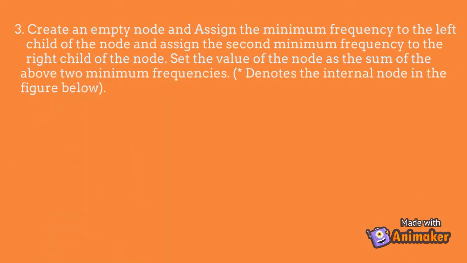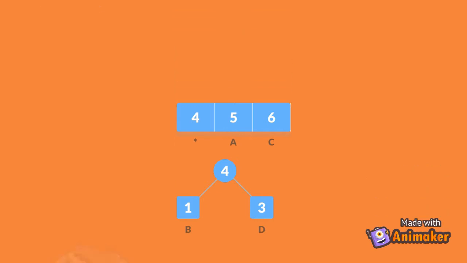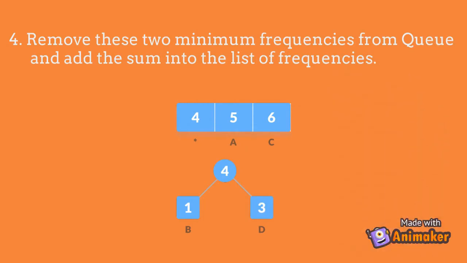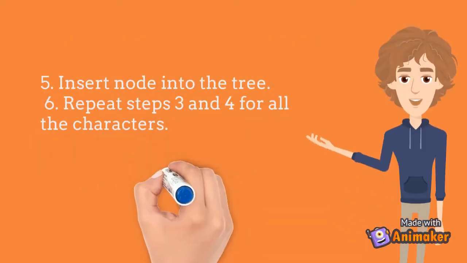Next, create an empty node and assign the minimum frequency to the left child of the node and assign the second minimum frequency to the right child of the node. Set the value of the node as the sum of the above two minimum frequencies. As you can see below, we have created a node that will contain the sum of the frequencies of the characters B and D, having their frequencies 1 and 3 respectively. And remove these two minimum frequencies from queue, and add the sum into the list of frequencies. Insert this node into the tree.